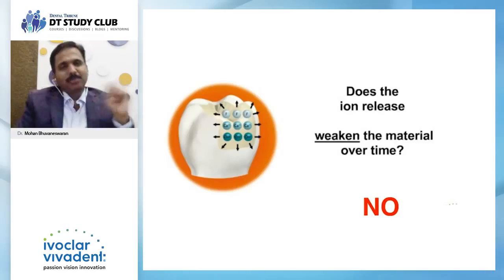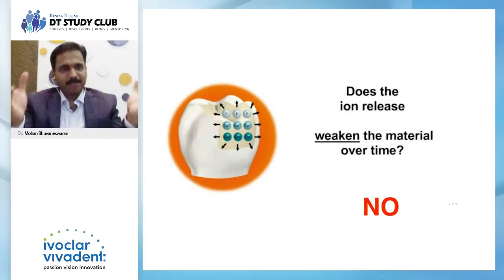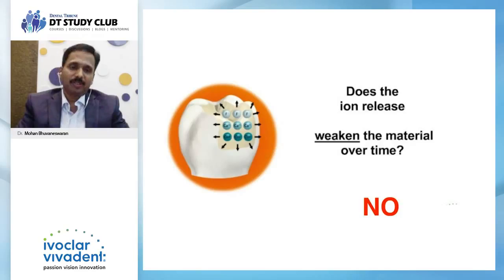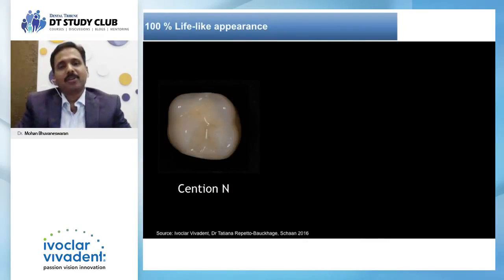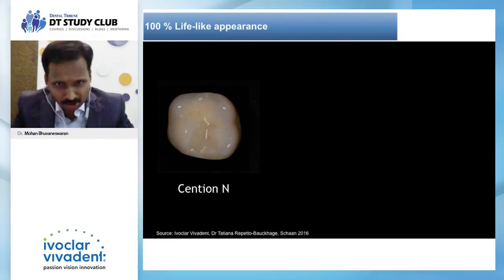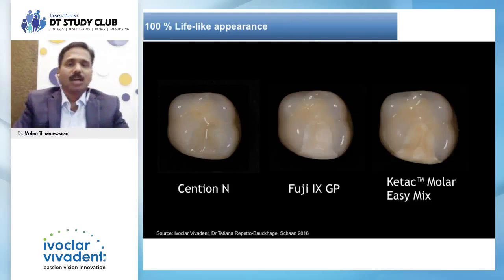Okay, we are not bothered about aesthetics much, right? Yes, we are talking about a replacement for silver amalgam, and in day-to-day dentistry, what is the alternative for us? Coming on to aesthetics, look at Cention, and there it is almost invisible now when compared to other restorative materials like Fuji IX GP and Ketac Molar. This is much more aesthetic.